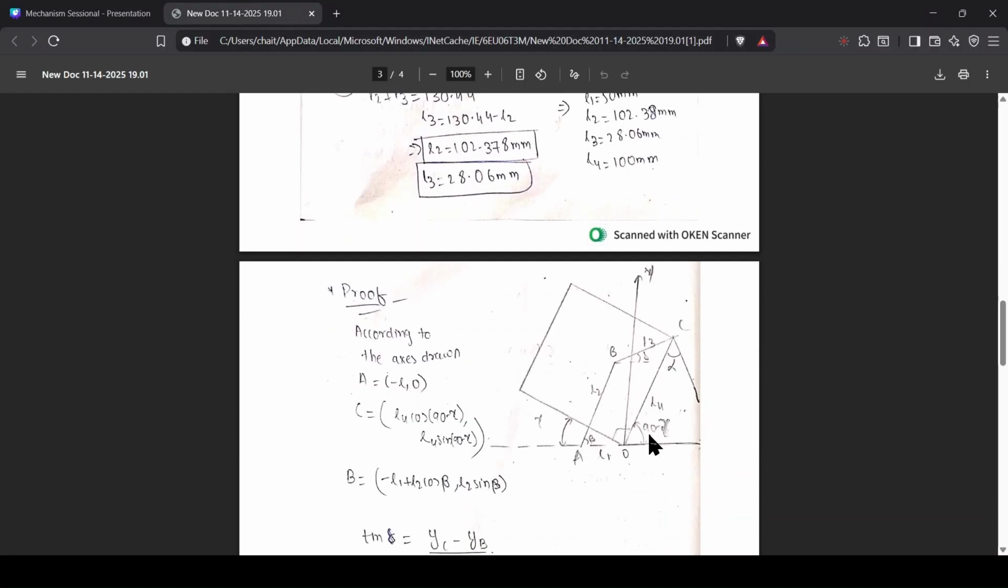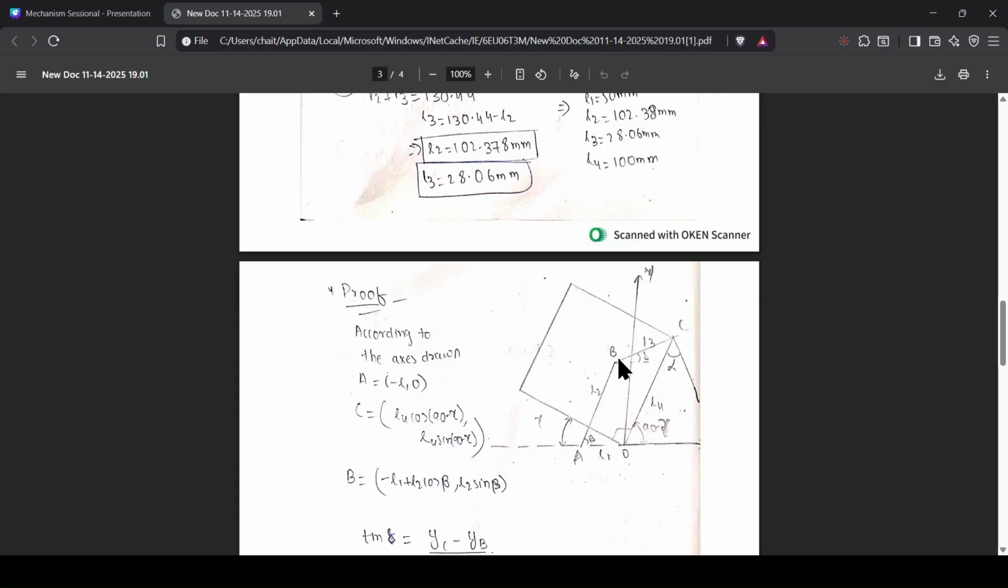This is again the kinematic diagram which I had shown you earlier. We have to assume a coordinate axis where the origin is at 0, 0. This is point O, and the positive x-axis we have assumed to the right-hand side. Now, if we write the coordinates of point A, that will be minus L, 0. Similarly, we have to write the coordinates of point C and point B. Next, we calculate the angle delta.